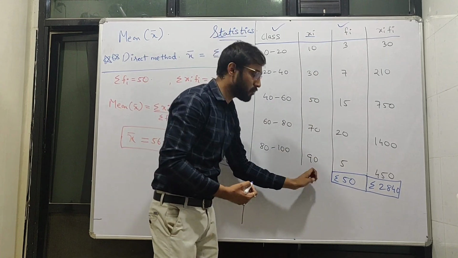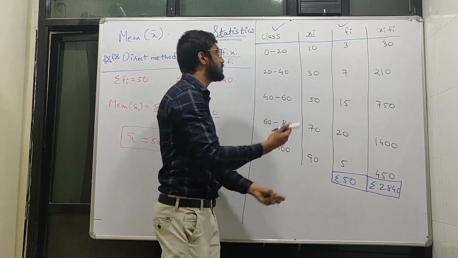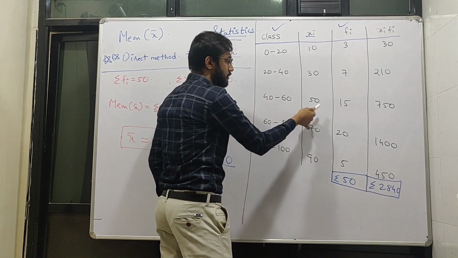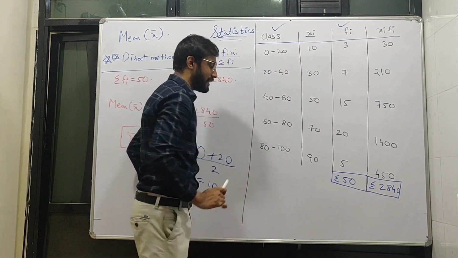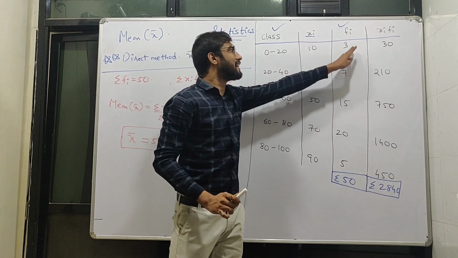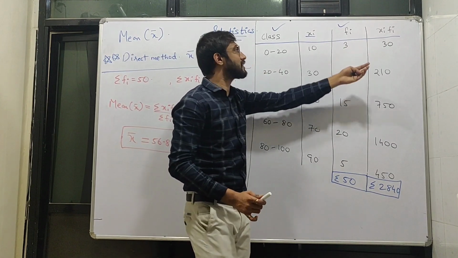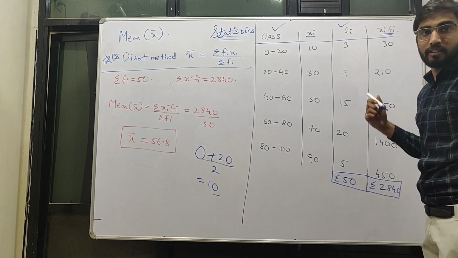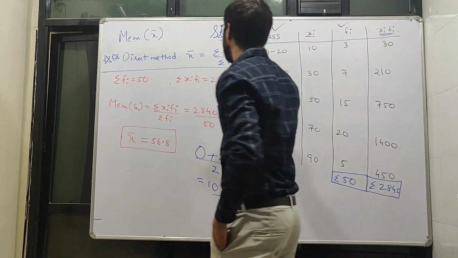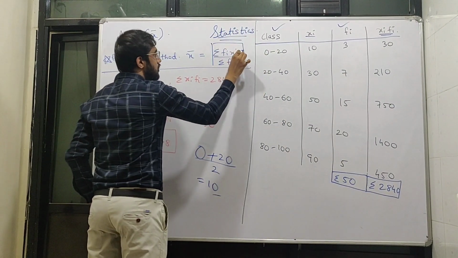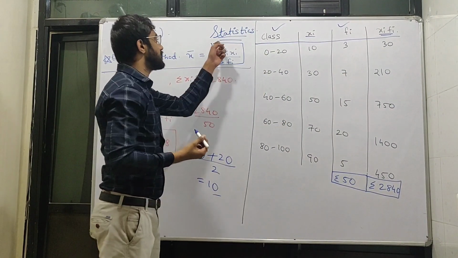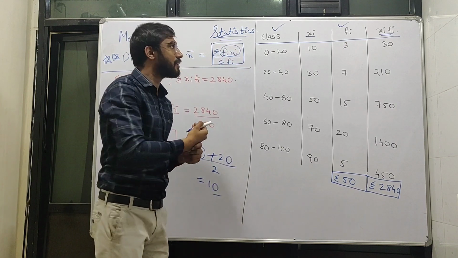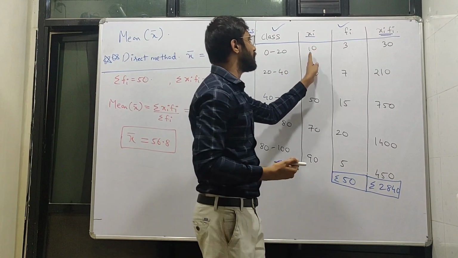So the xi column we know how to calculate by finding the midpoints. 0 to 20, 10. 20 to 40, 30. 40 to 60, 50. And so on till 90. The midpoints. The fi column will be given. Next term we have to calculate is xi fi. Why? Because the formula for mean is summation fi xi. It means we have to find the multiplication of fi and xi. So what we'll do is multiply the terms.